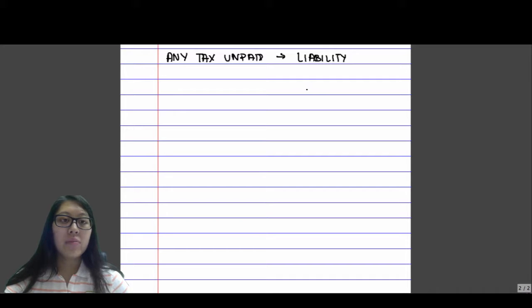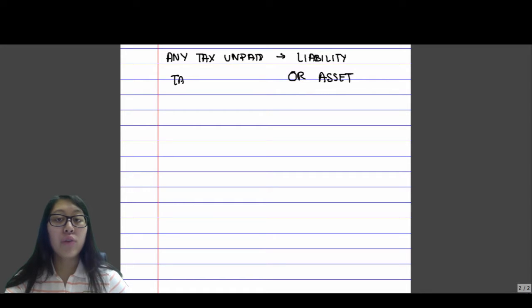So any tax unpaid would be the difference between your input and output tax. And we have to see which one is greater to determine whether it will be a liability or an asset. Because in certain circumstances, tax claims or tax refunds should be paid back to you from the tax authorities. In that case, it would be recognized as an asset. But if you're the one who is liable for paying the tax, it should be a liability.